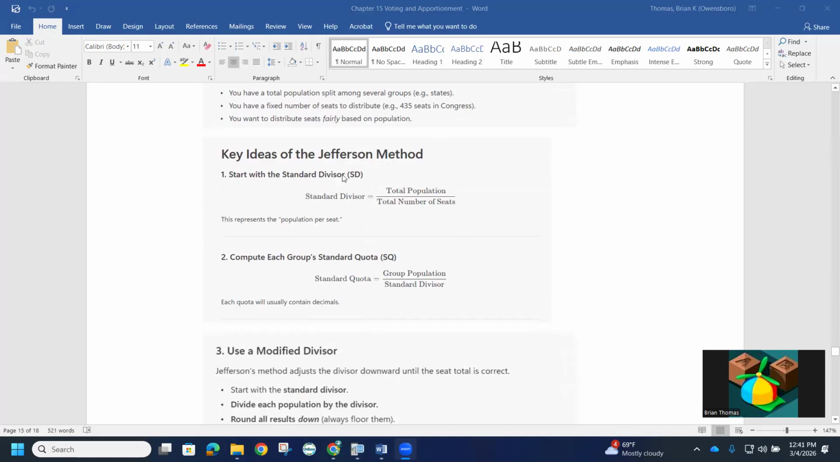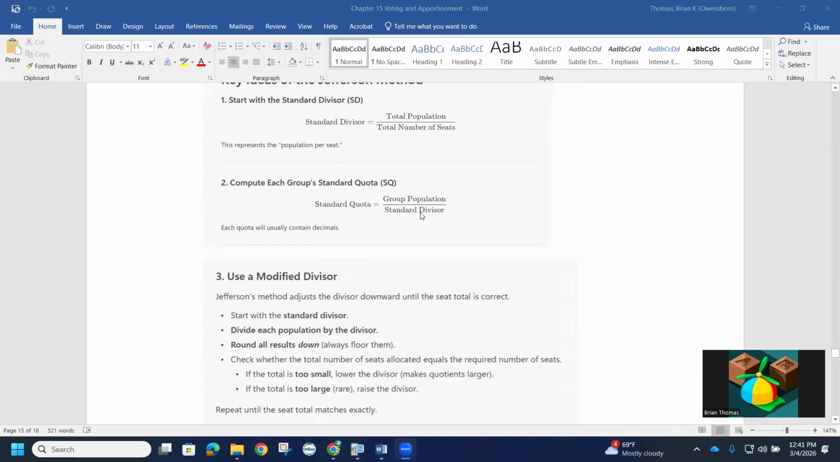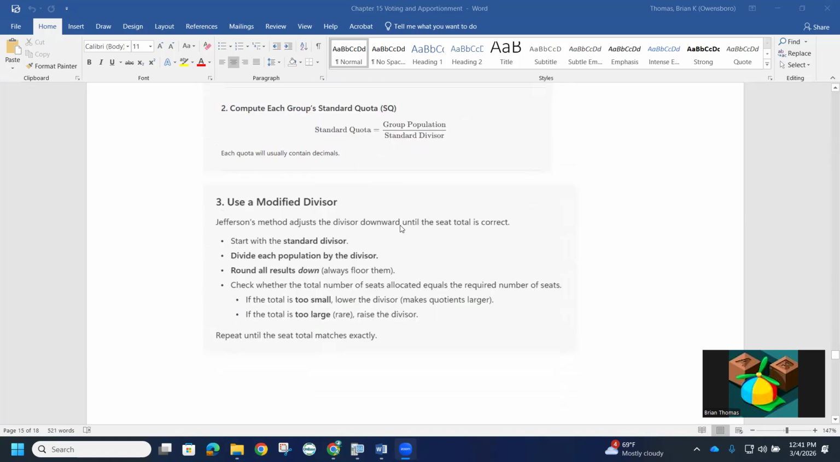So some of the key ideas of the Jefferson method, again, is we also are looking for this standard divisor like we did in the Hamilton method. It's the total population divided by the total number of seats. So that starts out the same. We also compute each group's quota, if you will, the standard quota. So again, we do the group population divided by the standard divisor. Now, this is where it gets a little bit different. We do keep the decimals in this problem as well.